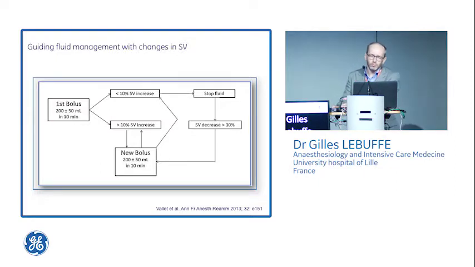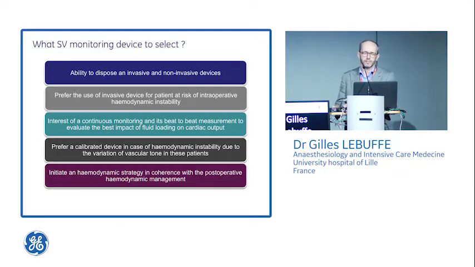So what stroke volume monitoring device to select? I do not have the perfect solution. But I think that the department should have the ability to use both an invasive and a non-invasive device. And you have to prefer an invasive device for patients at risk of intraoperative hemodynamic instability. I think there is an interest in continuous monitoring and beat-to-beat measurement to evaluate the best impact of fluid loading on cardiac output.